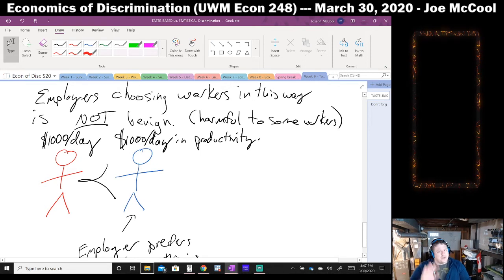So that's the way that we model taste-based discrimination. They set the wage offer so low that they would never hire them. Whether or not that's actually true, right? It may be the case that a discriminating factory owner may never let a non-white person come in the door and work there.